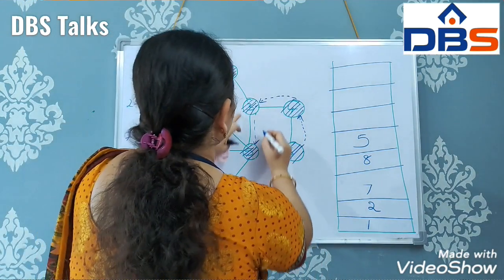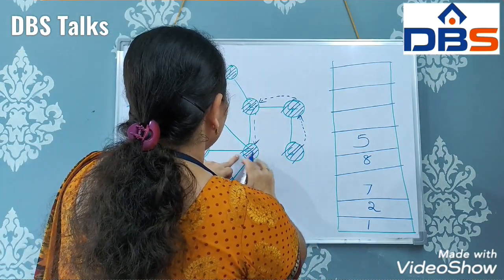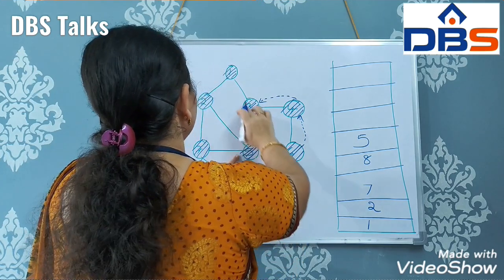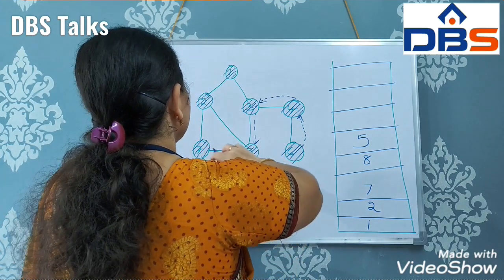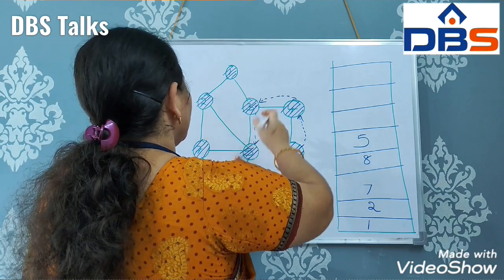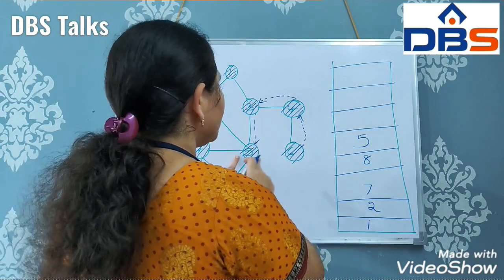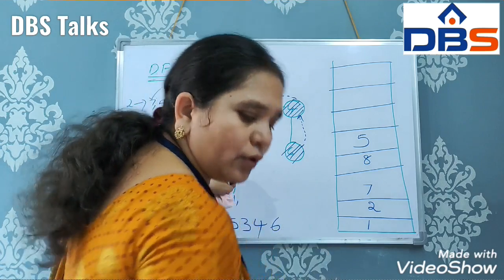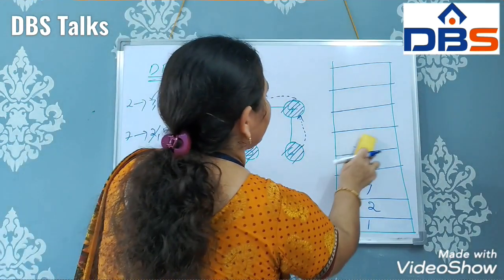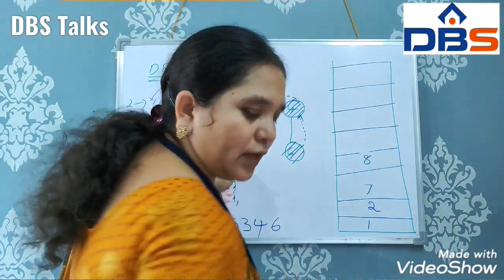Then the next one, backtracking to 5. For 5, are there any unvisited adjacent vertices? 7, 3, 2. All are visited. No unvisited vertices. So what do we have to do? We need to delete 5 from the top of the stack.